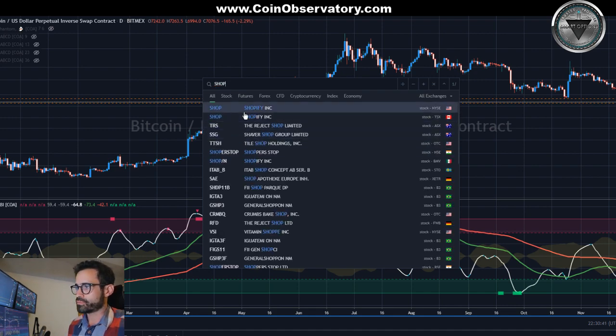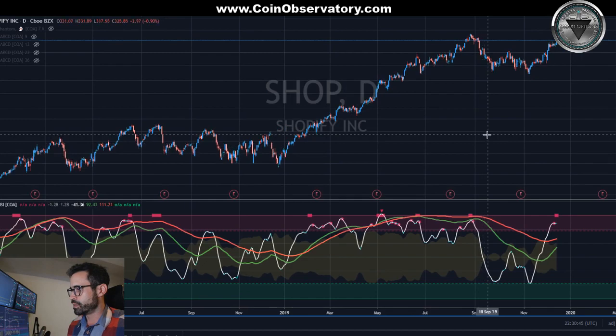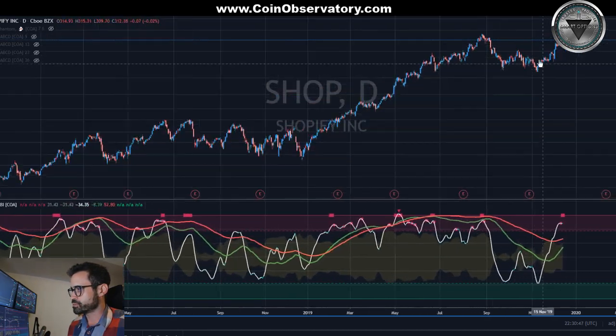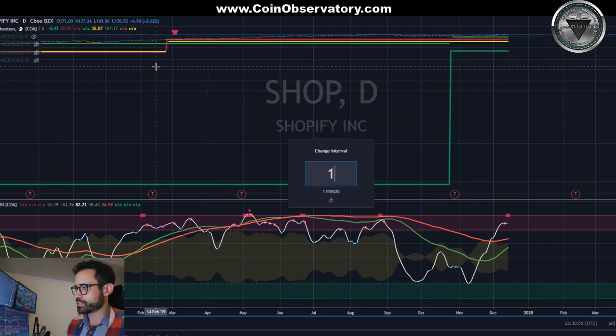So I think Shopify gave us a really good entry the other day. Once again, right? So trend was bullish. It was up. It was high. We did have the sell signal. Some of the guys shorted, and then we decided a long back here based on Phantom. Let's do a 240.